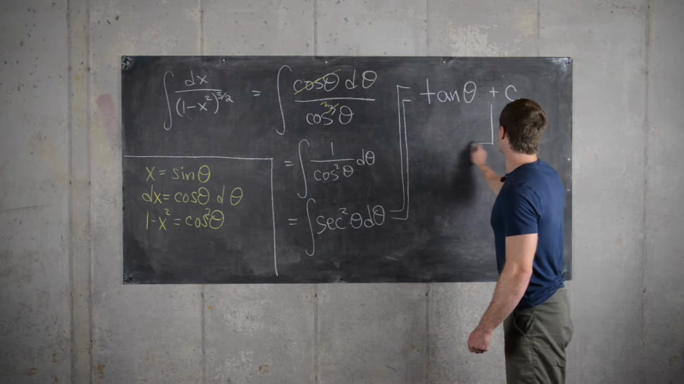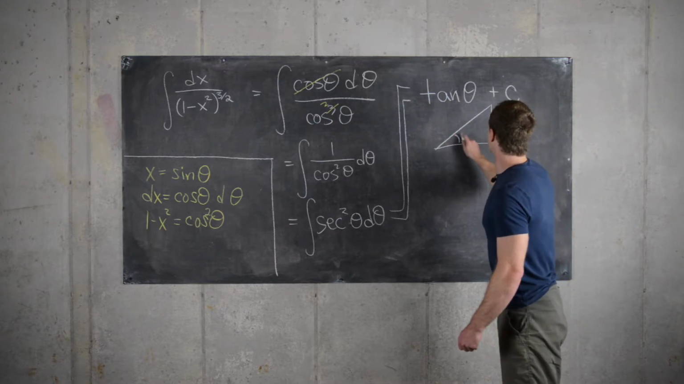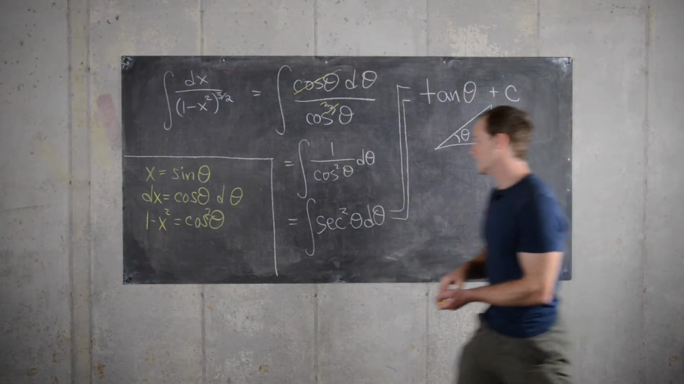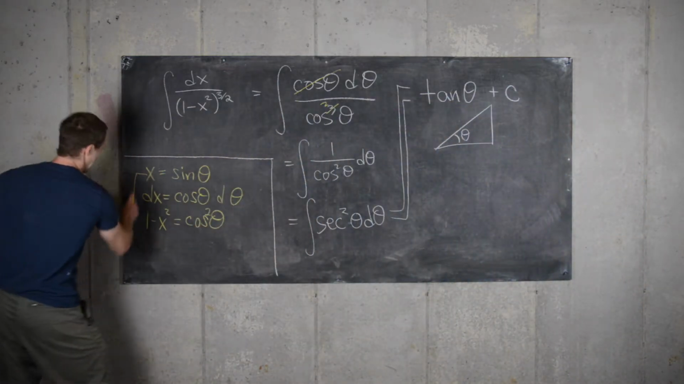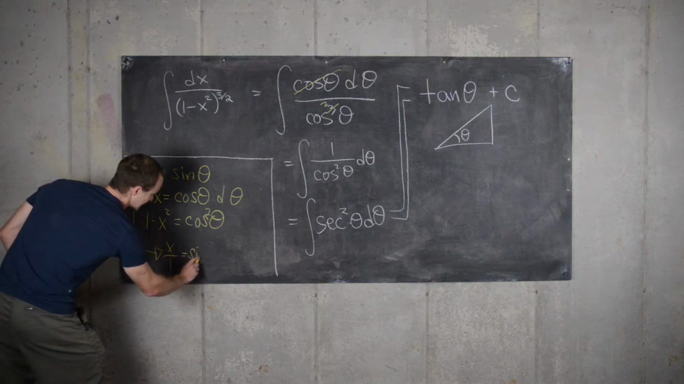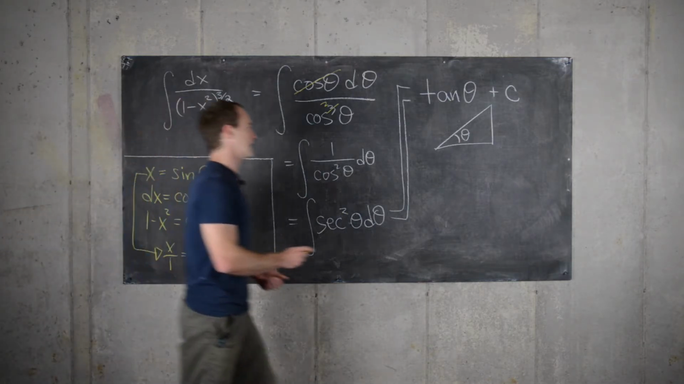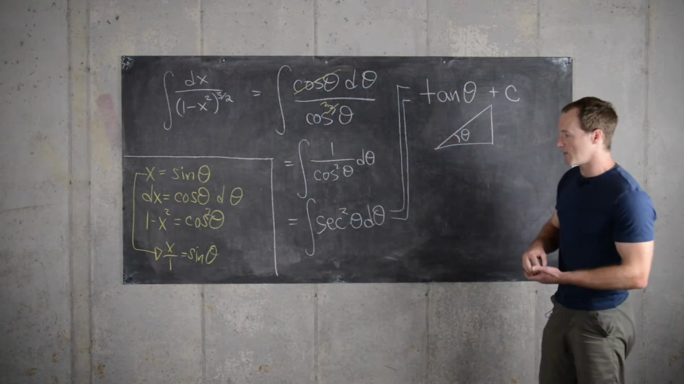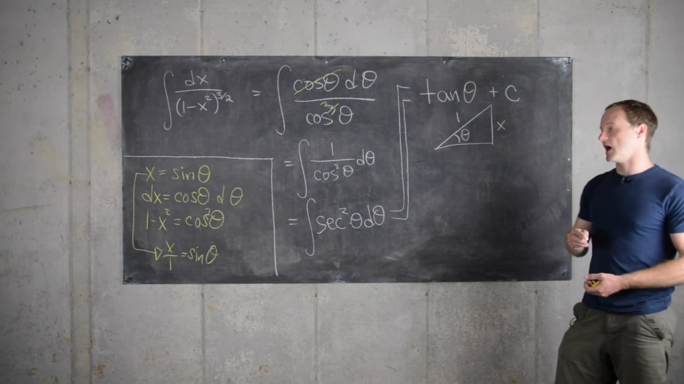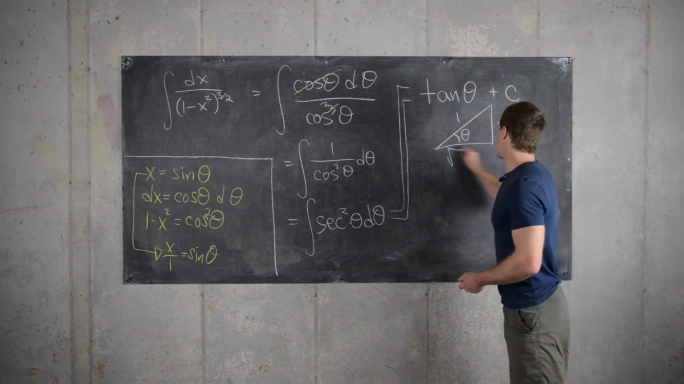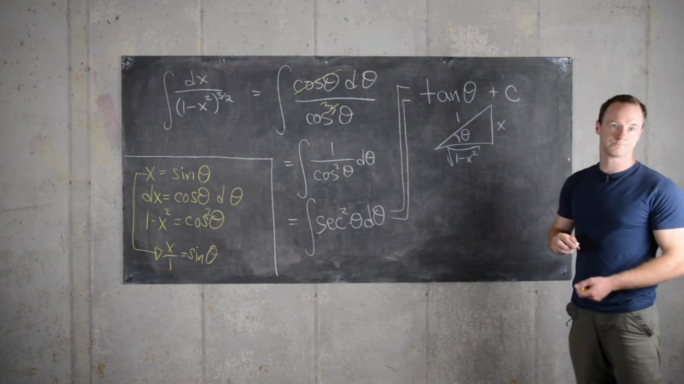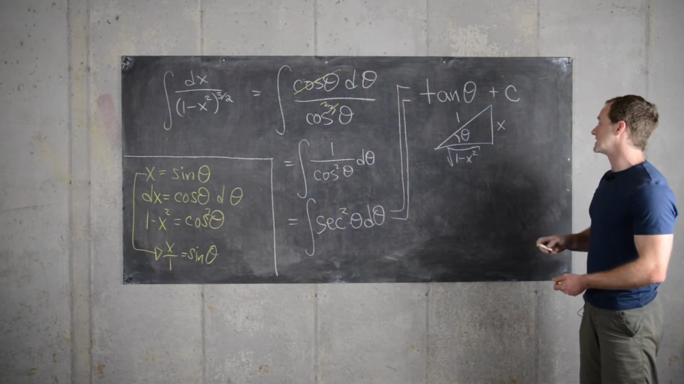So we'll draw a triangle, label this side theta. And if we have x equals sine theta, we can rewrite that as x over 1 equals sine theta. Then using the fact that sine is opposite over hypotenuse, we can label the opposite side with x, the hypotenuse with 1, and that gives the adjacent side as the square root of 1 minus x squared. That allows us to find tangent very easily.